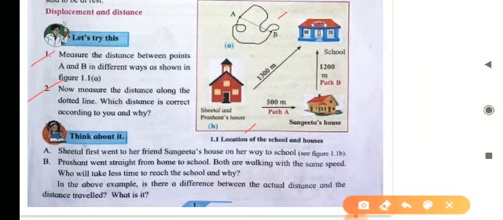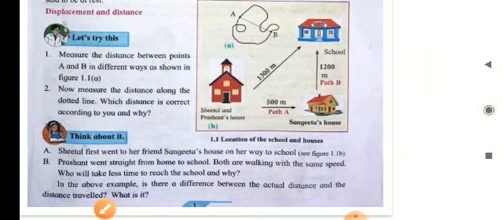In the above example, is there a difference between the actual distance and the distance travelled, and what is it? So we will be seeing about it. So here you have seen that in path A, Sheetal goes 500 meters to Sangeeta's house, and then in path B 1200 meters to school. Whereas Prashant goes directly from his house to school, 1300 meters.